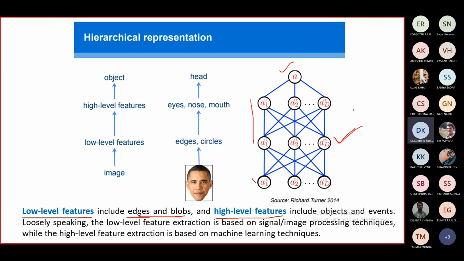When the output of the first hidden layer is propagated to the second hidden layer, the second hidden layer may be responsible for constructing the high level features, which may include objects and events. Low level feature extraction is based on signal or image processing techniques, and high level feature extraction is based on machine learning techniques. Now if we have more hidden layers, there is another type of feature available in between the first hidden layer and the last hidden layer. That is the mid level features.